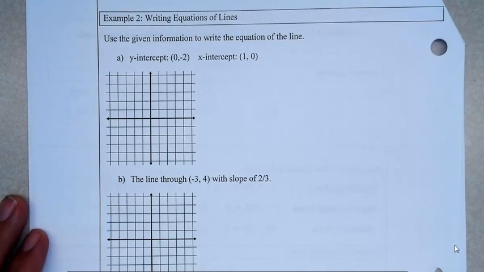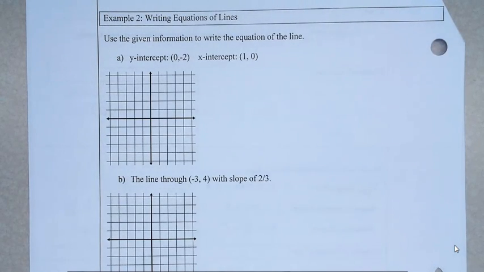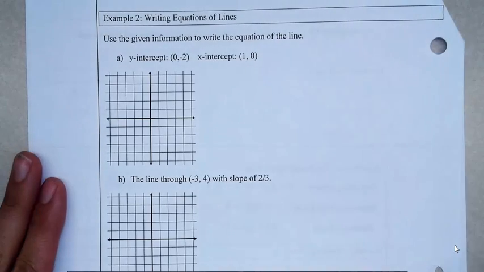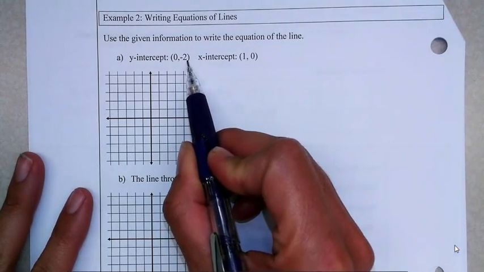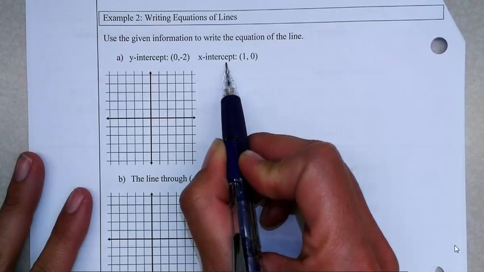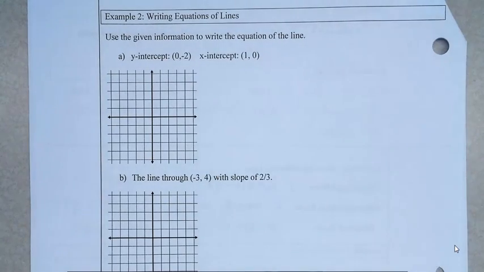On to example 2. Now we're going to kind of reverse this. We're going to be given information and we want to write equations of the lines. Okay, so I've provided you with graphs here, but you actually don't need that. I'm not sure why I did that. I apologize. They've already been printed, so this is what you're getting. So let's start with the fact that I know the y-intercept and I know the x-intercept. Okay, so I know 2 points of this equation, and so I should be able to now come up with the equation of a line.